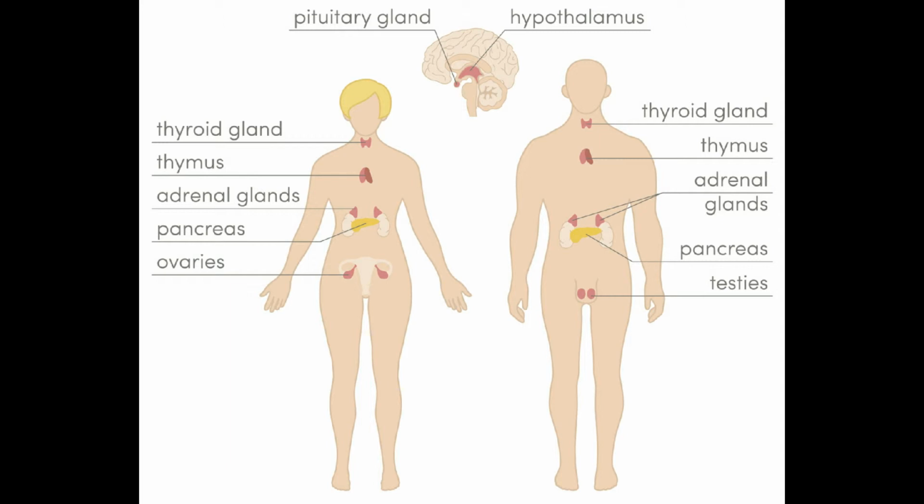Structure and function. The pituitary gland. The pituitary gland is located in the sella turcica, a cavity at the base of the skull. It is connected to the hypothalamus. It consists of an anterior lobe called adenohypophysis and a posterior lobe called neurohypophysis.